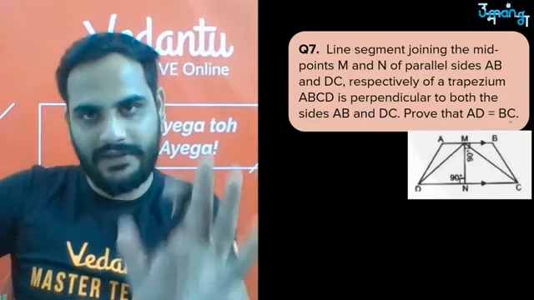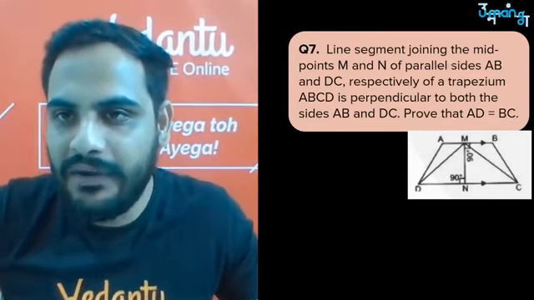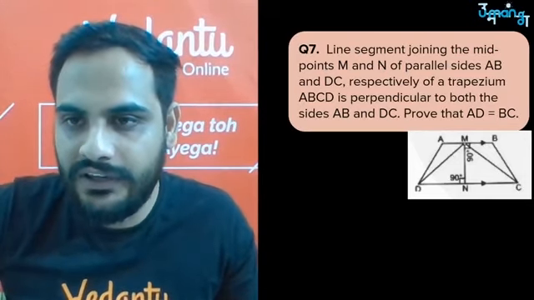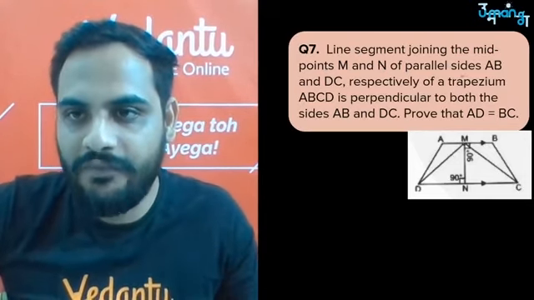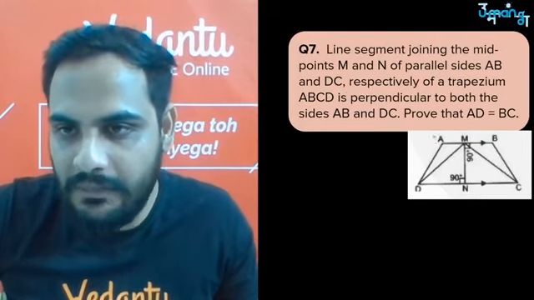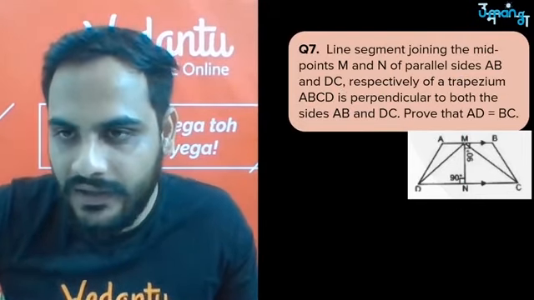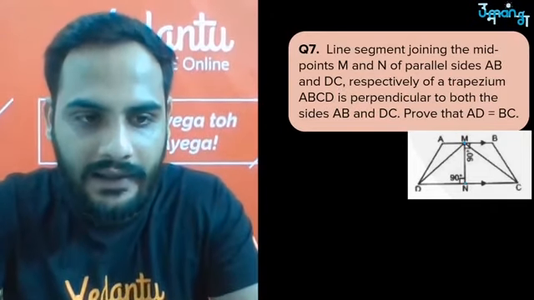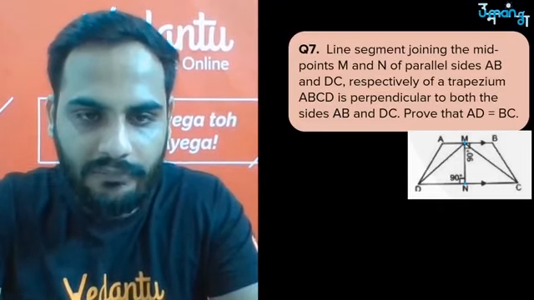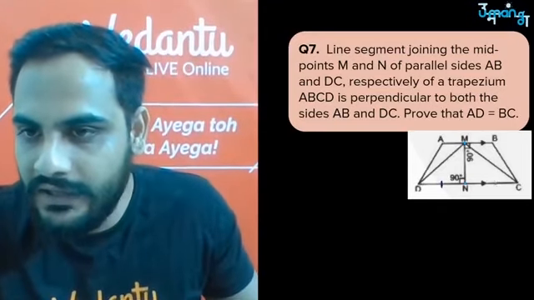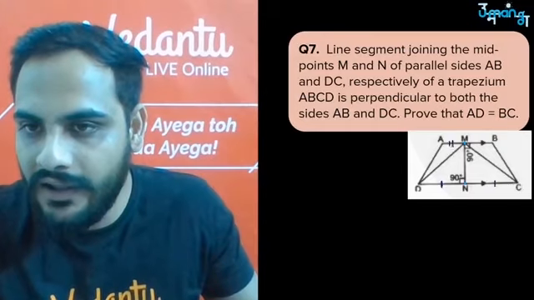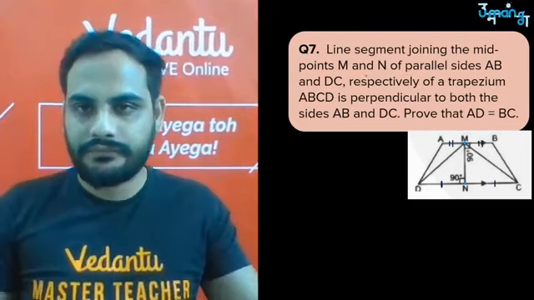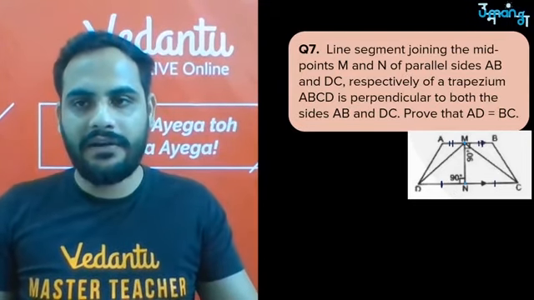It is a very long question, didn't understand, so let's read it again. The line segment joining the midpoints M and N of parallel sides AB and DC. So AB and CD are parallel lines, and M and N are your midpoints. That means DN is equal to NC and AM is equal to MB. It will come slowly. First thing, AB and CD are parallel sides of the trapezium.